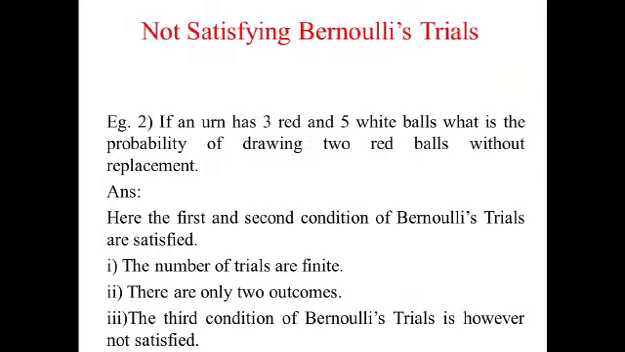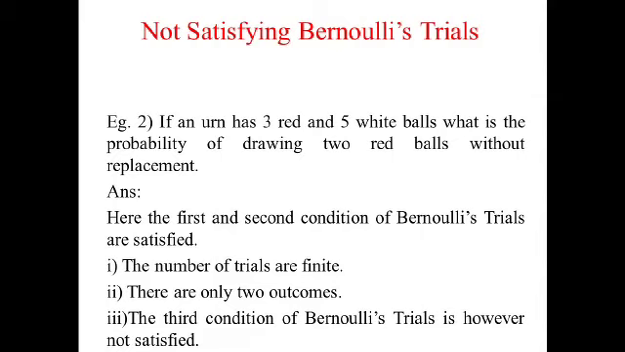Now let's take up the same example, but with the conditions slightly different. The urn contains 3 red balls and 5 white balls. What is the probability of drawing 2 red balls without replacement? So there's a slight change in the question here.